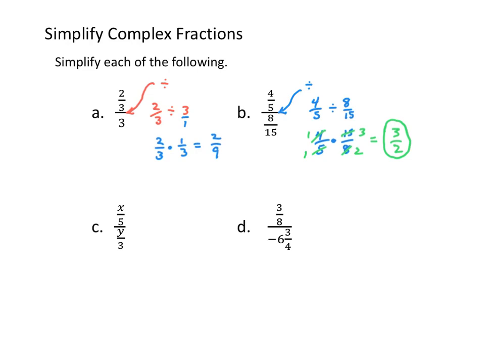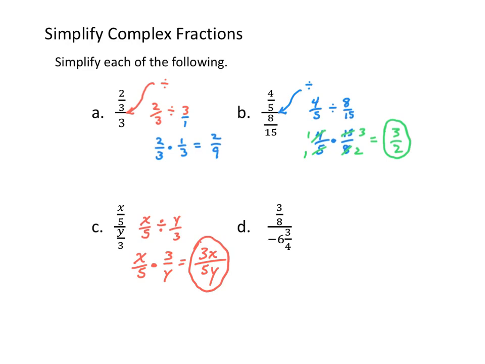All right, now we have variables. Let's do the same thing. So now we have x over 5 divided by y over 3. So this x over 5 stays the same, multiplied by the reciprocal, 3 over y. Nothing reduces, we just multiply straight across. X times 3 is 3x. 5 times y is 5y. 3x over 5y.